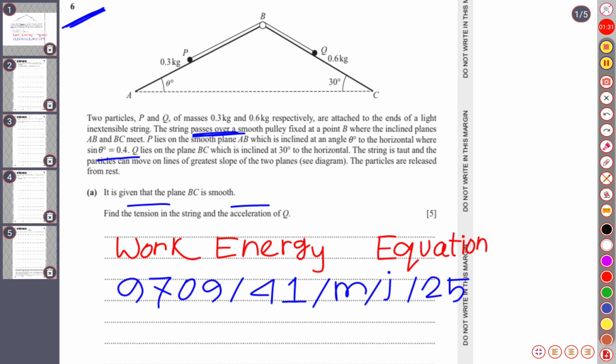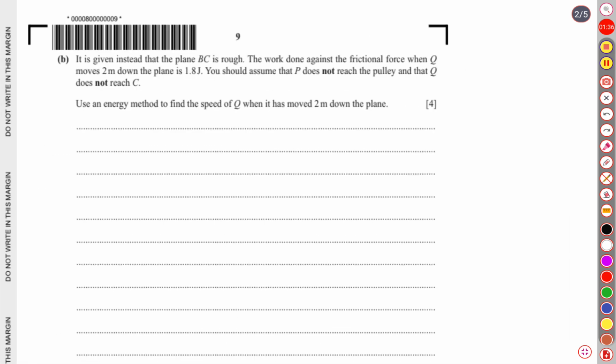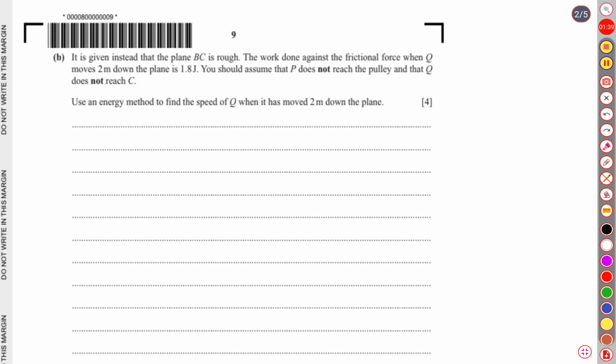Question B says, it is given instead that the plane BC is rough. The work done against the frictional force when Q moves 2 meters down the plane is 1.8 joules. You should assume that P doesn't reach the pulley and Q doesn't reach C. Use an energy method. They prescribed us to apply the concept of the energy equation and to find the speed of Q when it has moved 2 meters down the plane.